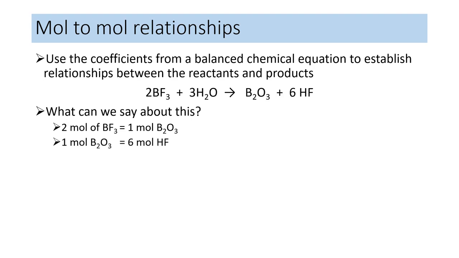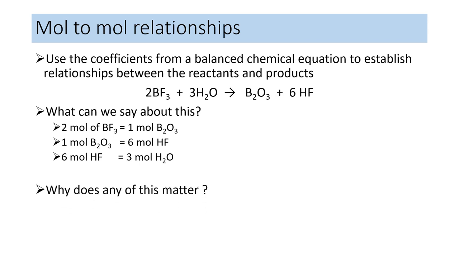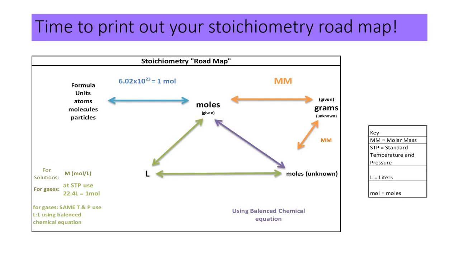We can say if I need 1 mole of B2O3, I will also get as a product 6 moles of HF. They have a 1:6 relationship. I can say if I need 6 moles of hydrofluoric acid, I must use at least 3 moles of water. Their relationship is 6:3. Why does any of this matter? Now it's time to print out your stoichiometric roadmap.